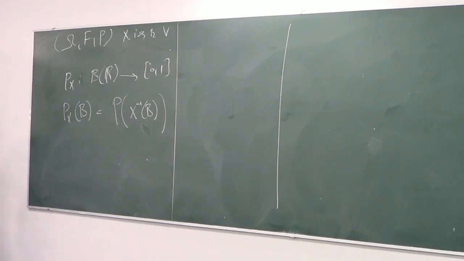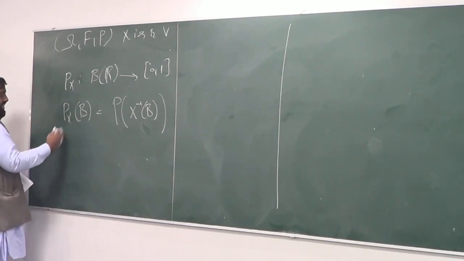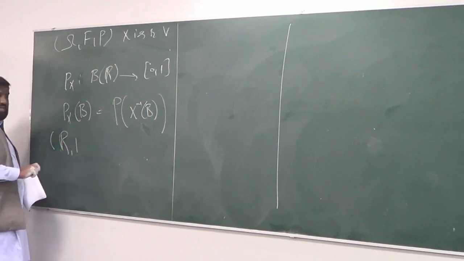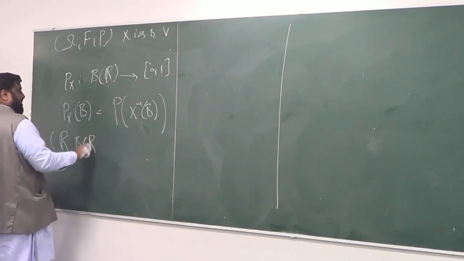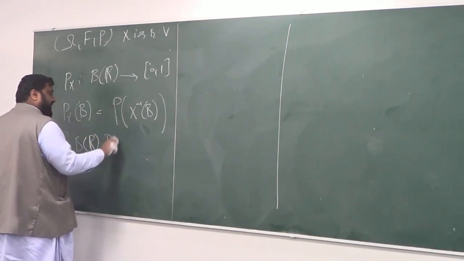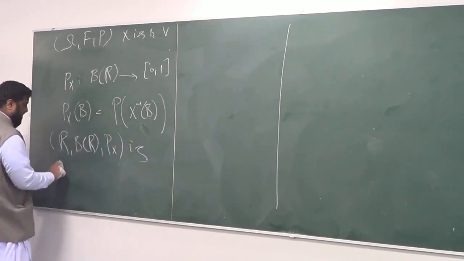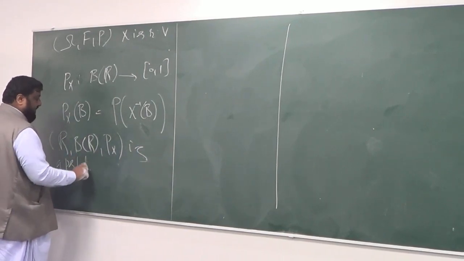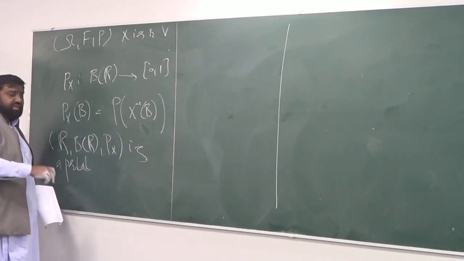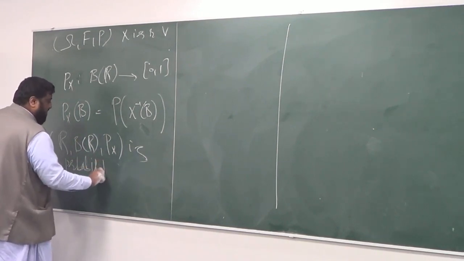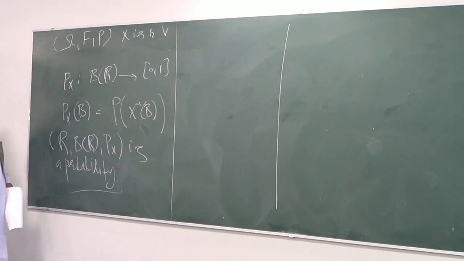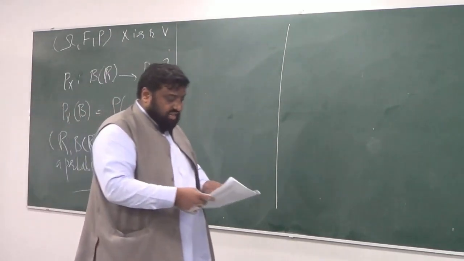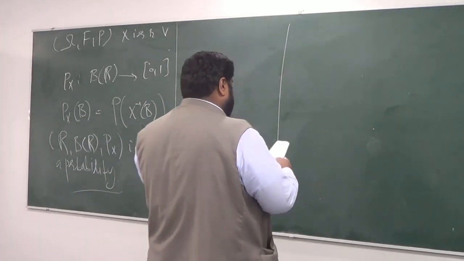So we can show that with this definition, (R, Borel sigma algebra, P_X) is a probability space, the induced probability space by a random variable. In other words, the random variable has its natural space attached to it.